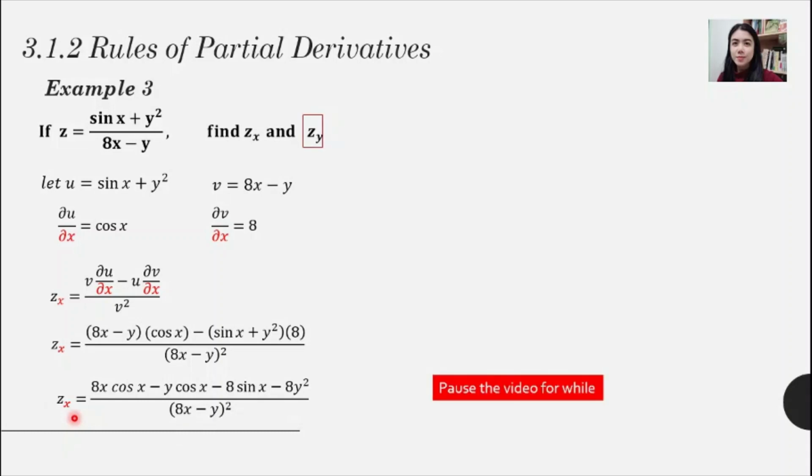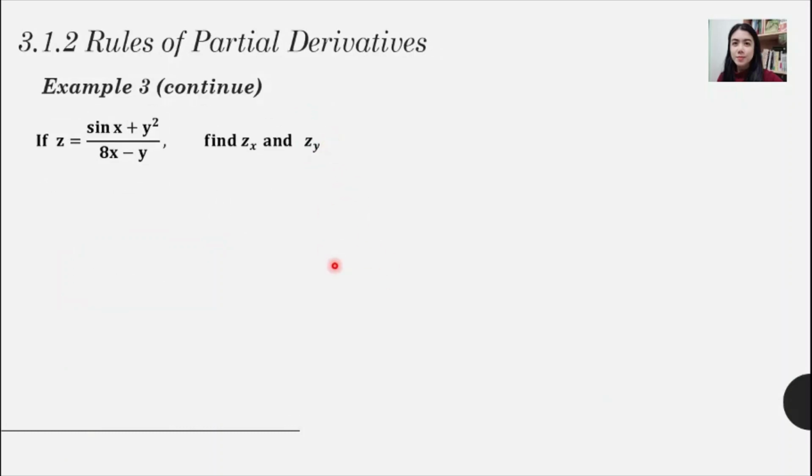Now I want you to pause the video for a while and try to find the ∂z/∂y by yourself. And for the ∂z/∂y, it means that you have to differentiate with respect to y. So if you observe that we basically have the y at the numerator and we have the y at the denominator, it means that you're going to use the quotient rule also. Okay, so we're going to use the quotient rule also in order to solve this one. So if you want to use the quotient rule, you have to let u and v. So we have let u and v in here.